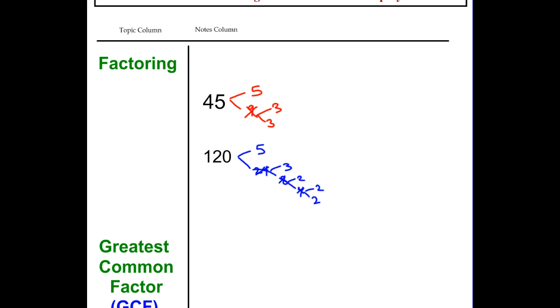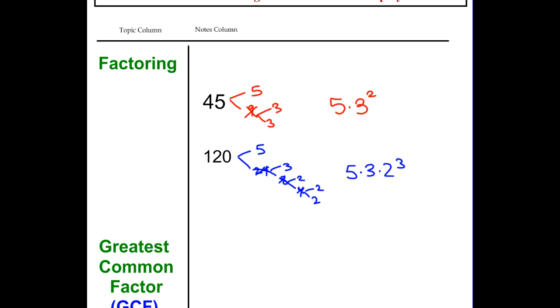Now some teachers want you guys to rewrite these, so I'd rewrite this as 5 times 3 squared, and I'd write this next piece as 5 times 3 times 2 cubed. The reason it's 3 squared is because I have two 3's, and the reason it's 2 cubed is because I have three 2's when I factor that out. Now when I multiply those, you'll get the same answer that you originally started with.